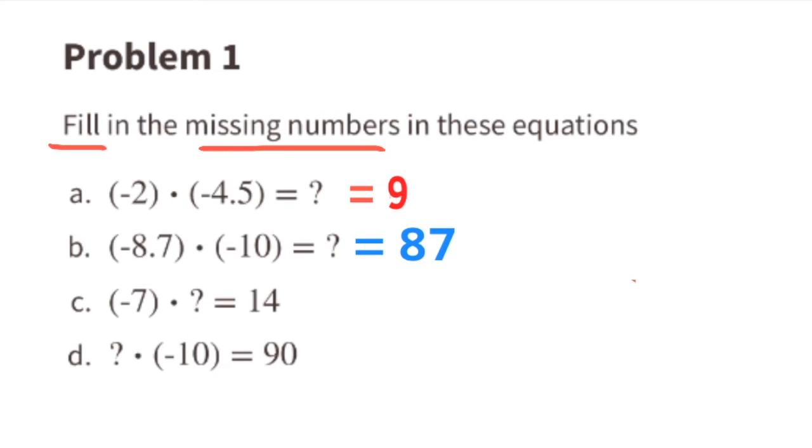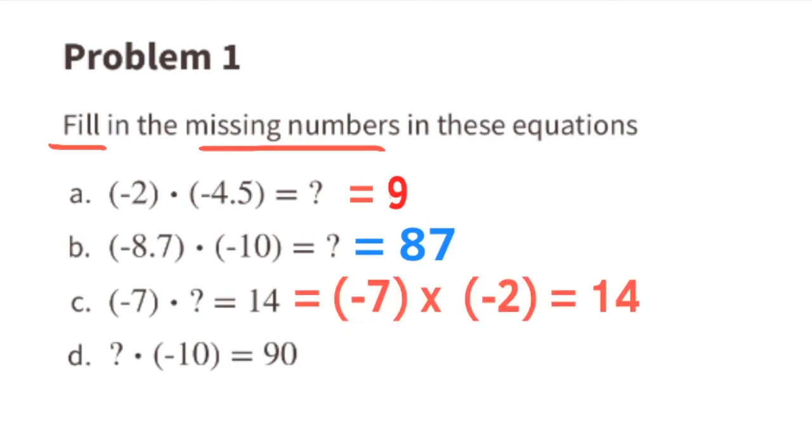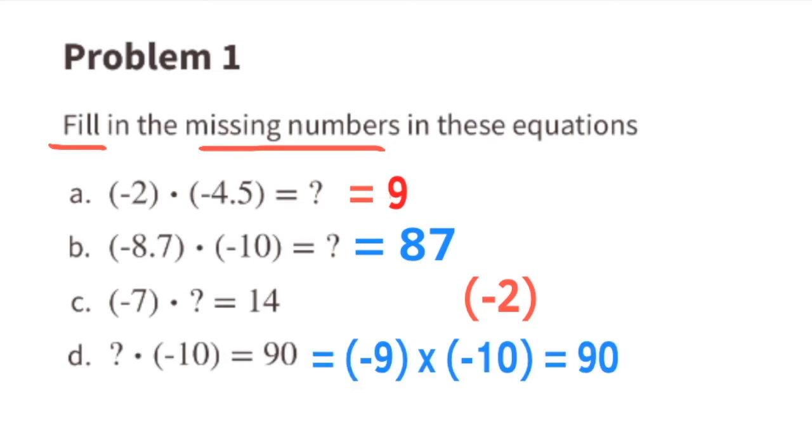C. Negative 7 times what number equals 14? So a negative times a negative is a positive, so the unknown number must be a negative. 7 times 2 is 14, so negative 7 times negative 2 equals positive 14. D. What number times negative 10 equals 90? Again, a negative times a negative equals a positive, and 9 times 10 equals 90. So negative 9 times negative 10 equals 90.